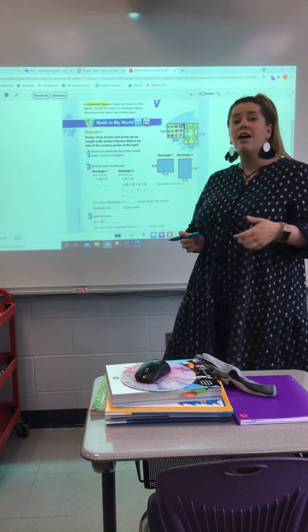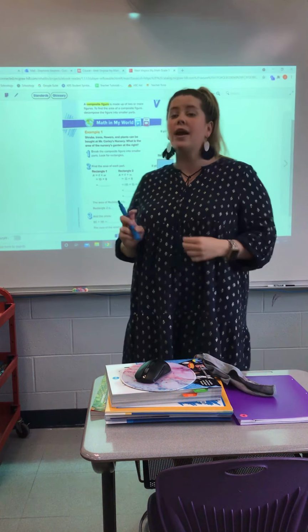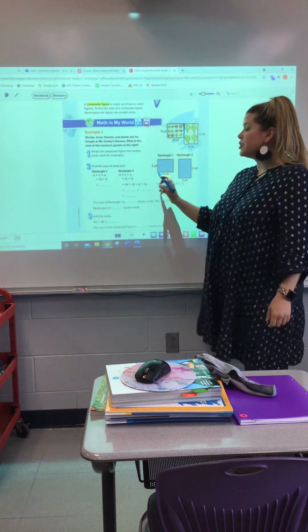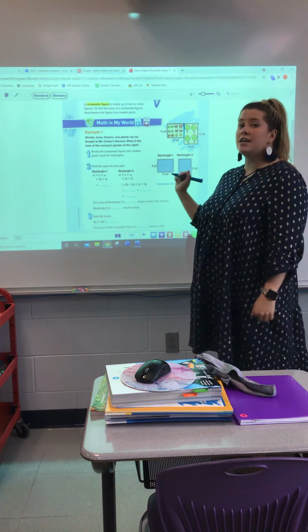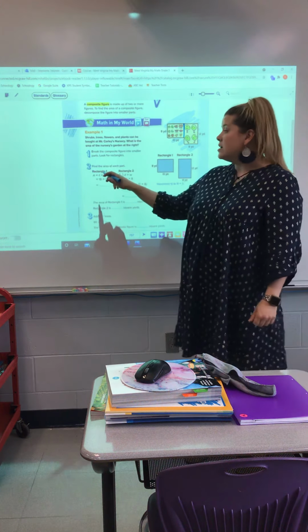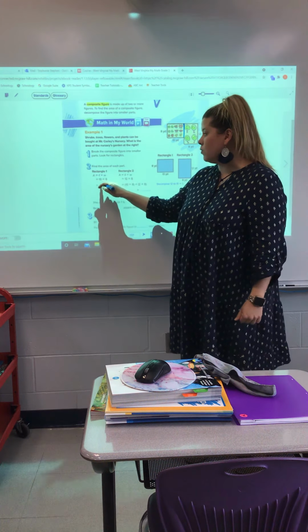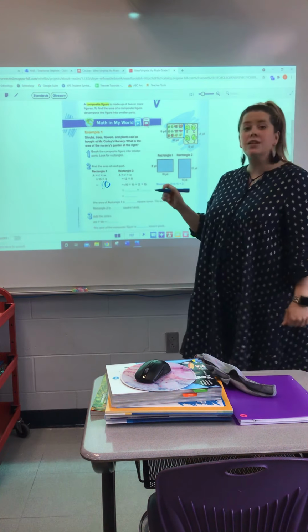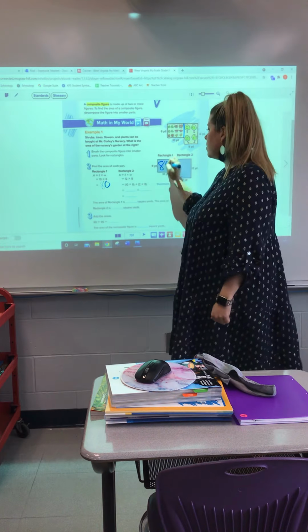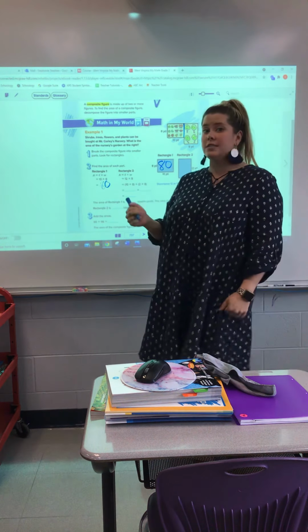Then we need to figure out the area of each rectangle, okay? So this rectangle has a length of 10 yards and a width of 8, okay? So 10 times 8 equals 80. So that means the area of this rectangle is 80 square yards.